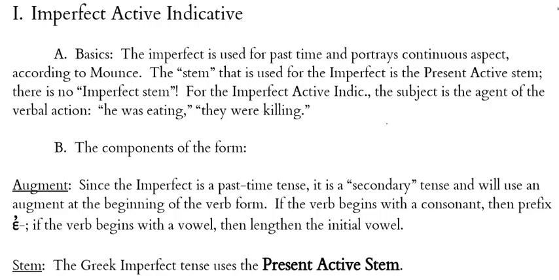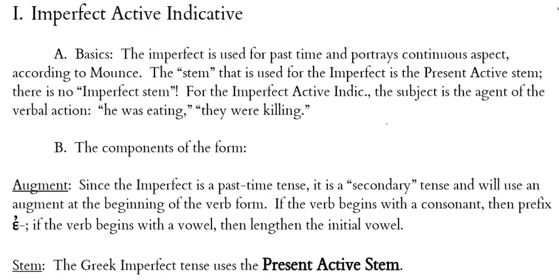Now, the stem that we use for the imperfect tense is going to be identical to the stem that we're using for the present tense. Present tense and imperfect tense both use the present stem. So newsflash, there is no imperfect tense stem. And when we're dealing with the imperfect active, the subject is related to the verbal action as the doer, the agent. He was eating, for example. They were killing, and so forth.